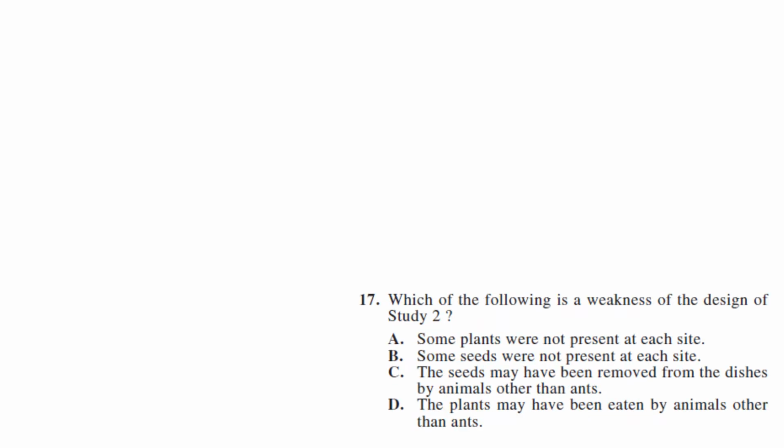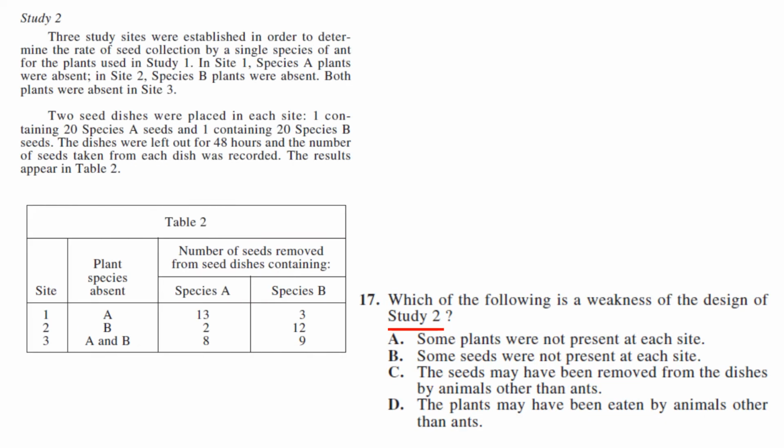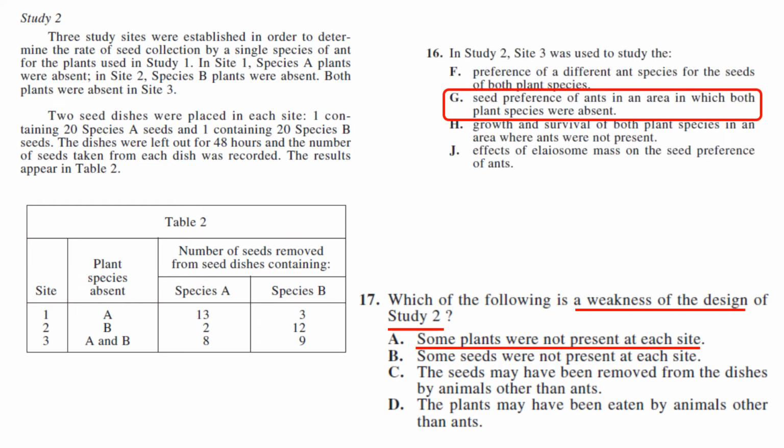Number 17, we're using study 2, which of the following is a weakness of the design. So let's do process of elimination. Some plants were not present at each site. Well, we just explored this in the previous question. We were determining what was the purpose of site 3. And site 3 was to not have plants to see which seeds the ants preferred in the absence of plants. So A is wrong. Choice B, some seeds were not present at each site. Well, it tells us in the reading seeds were present at each site.